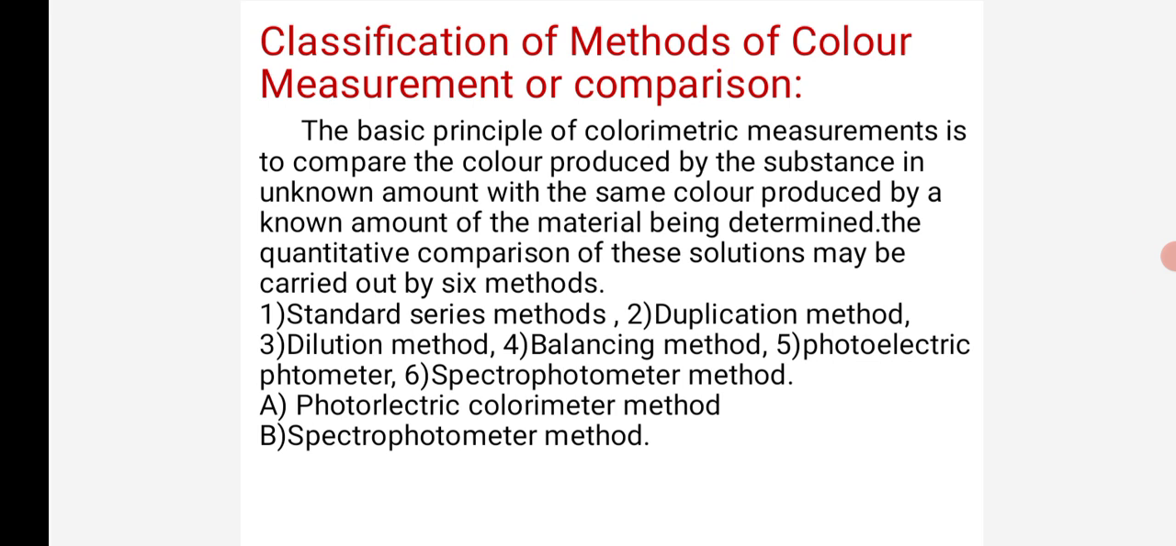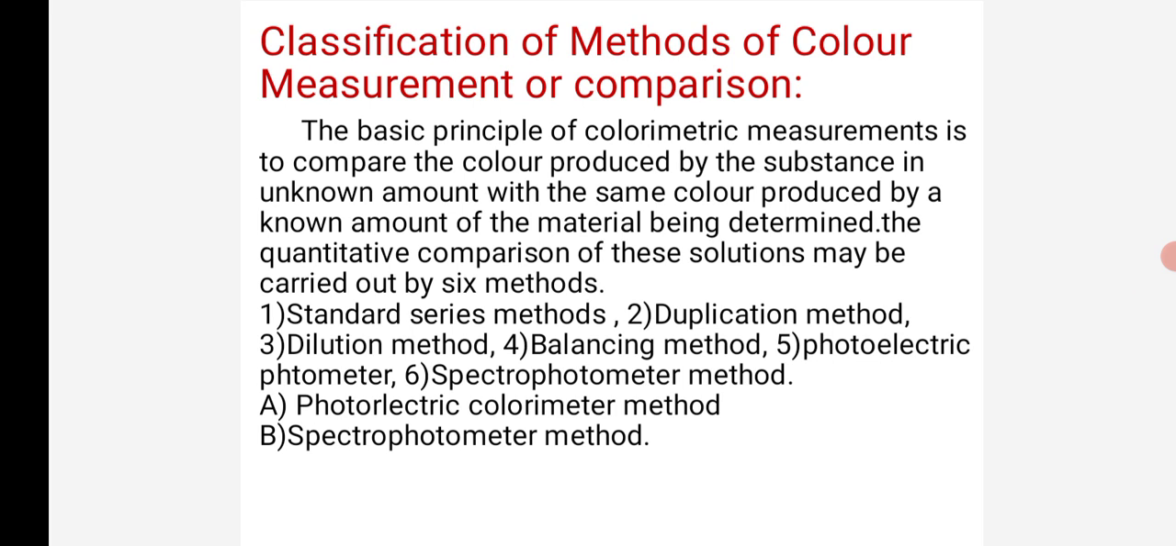Good afternoon everyone. Today I will explain the classification of methods of color measurement or comparison. The basic principle of colorimetric measurements is to compare the color produced by a substance in an unknown amount with the color produced by a known amount of the material being determined. The quantitative comparison of this solution may be carried out by six methods.